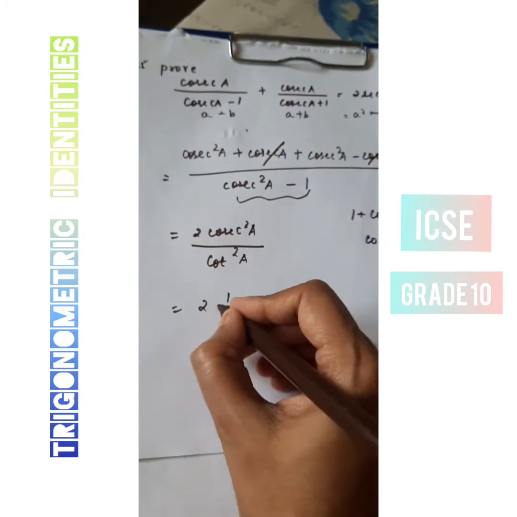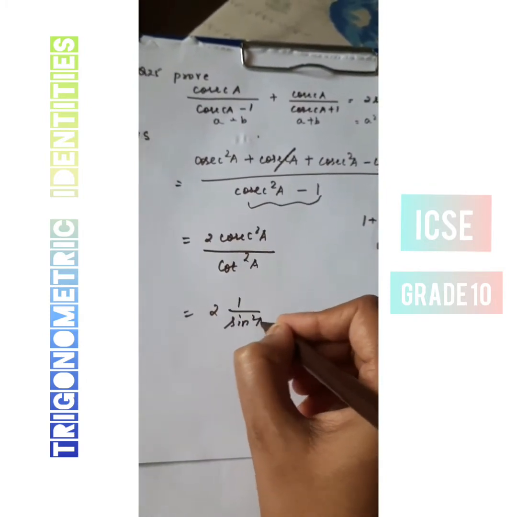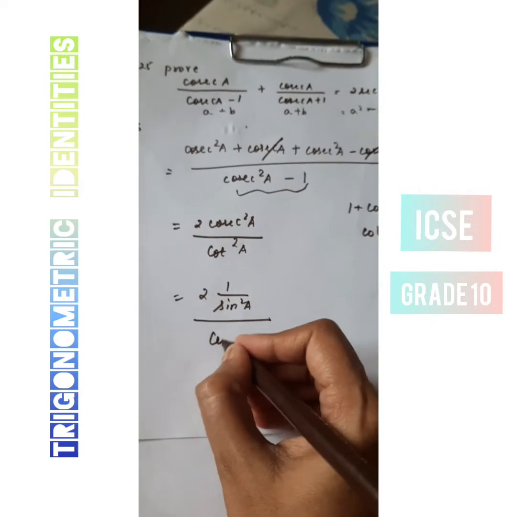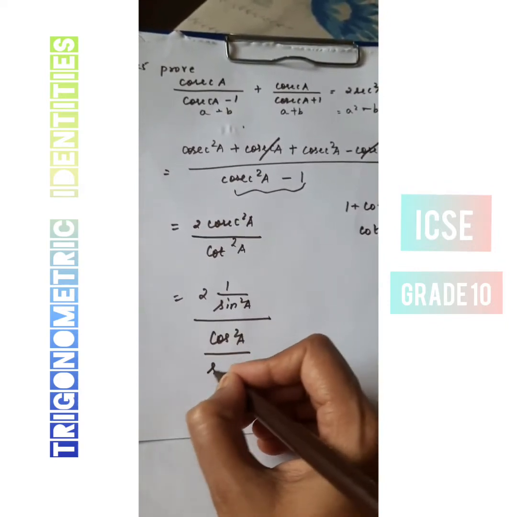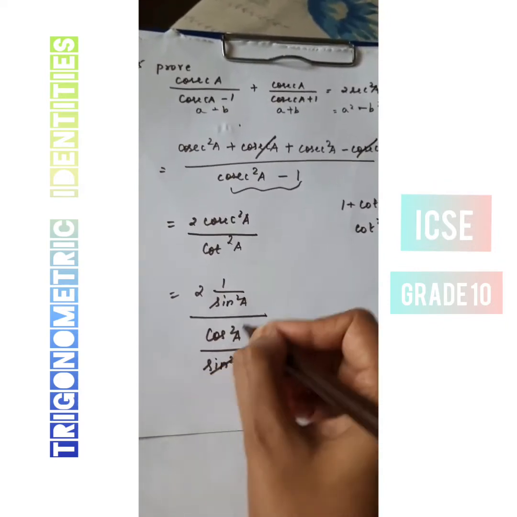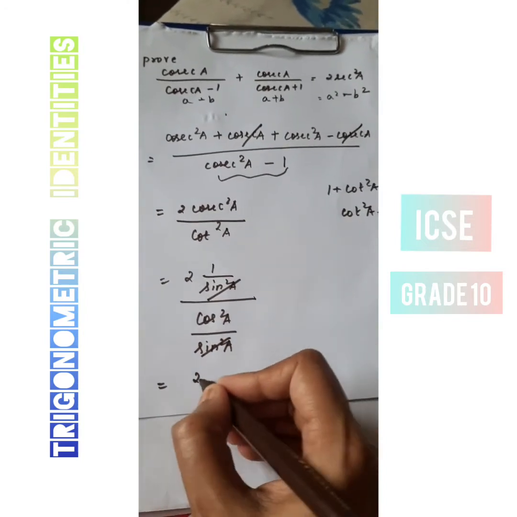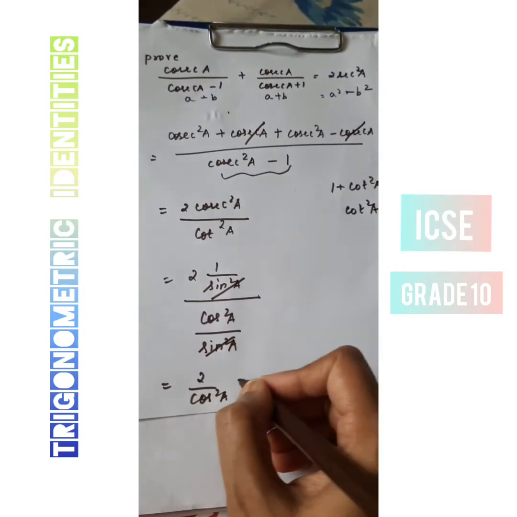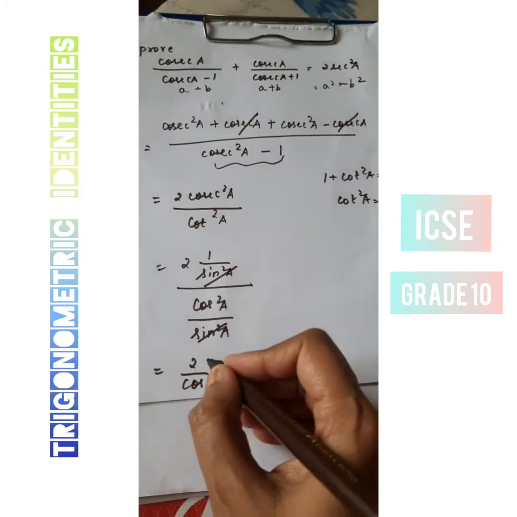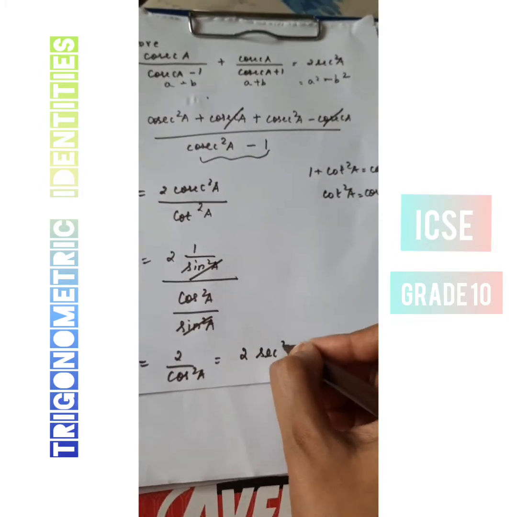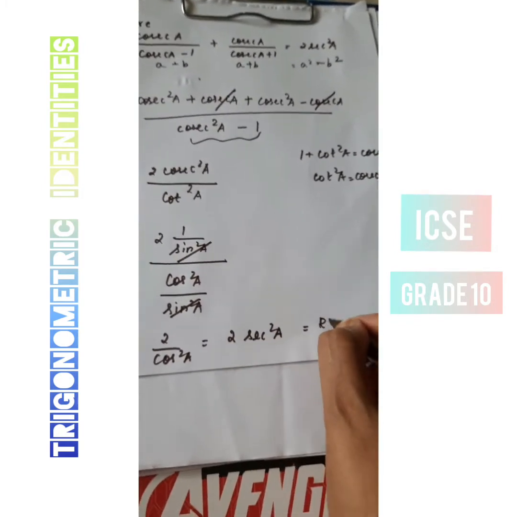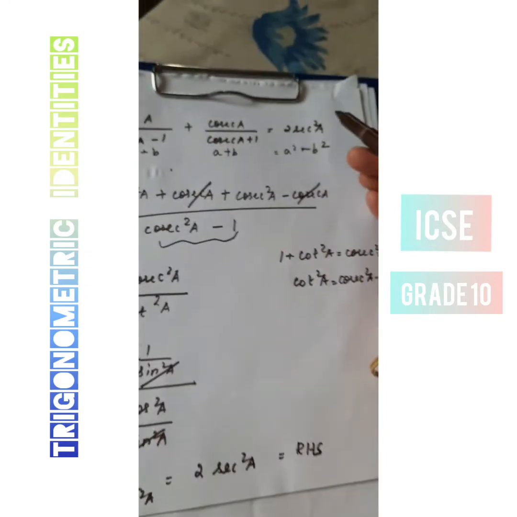So 2, and cosecant is 1 by sine a. Cot square can be written as cos square a by sine square a. So both the sine squares will go off. That's going to be 2 by cos square a, which can be written as 2 secant square a, as it's just a reciprocal. That's the RHS, hence proved.